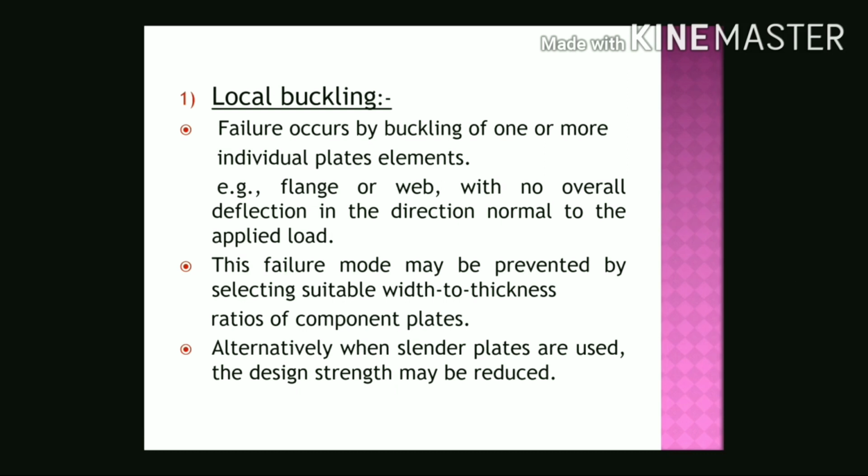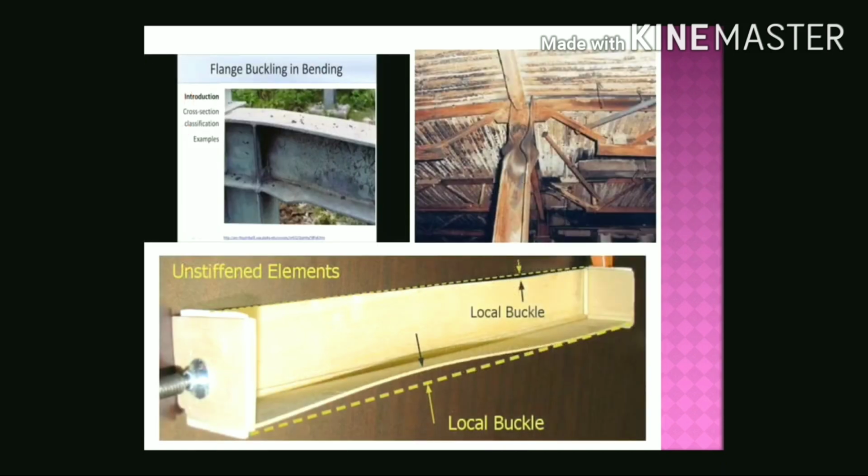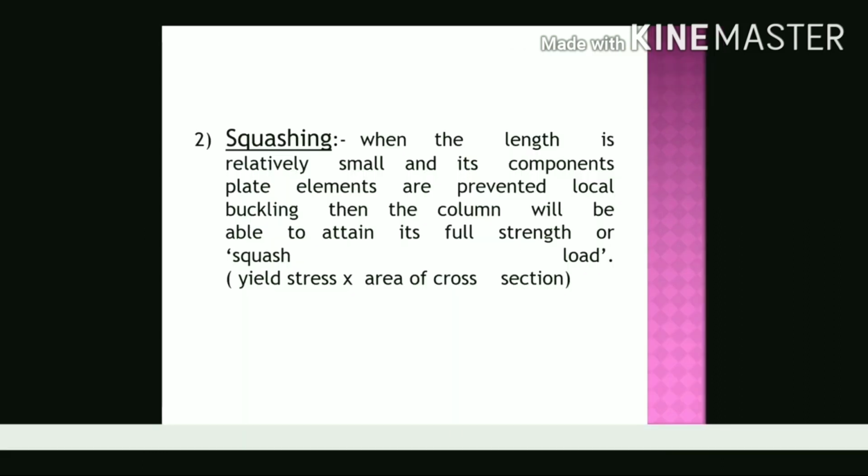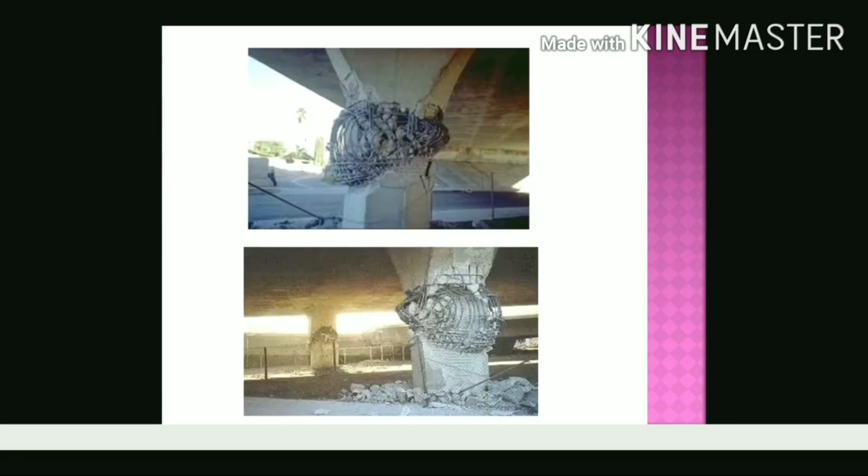The failure mode may be prevented by selecting a suitable width to thickness ratio of component plates. Alternatively, when slender plates are used, the design strength may be reduced. These are the examples for local buckling. The second one is squashing. It means when the length is relatively small and its component plate elements are prevented from local buckling, then the column will be able to attain its full strength or squash load. These are the examples for squashing.